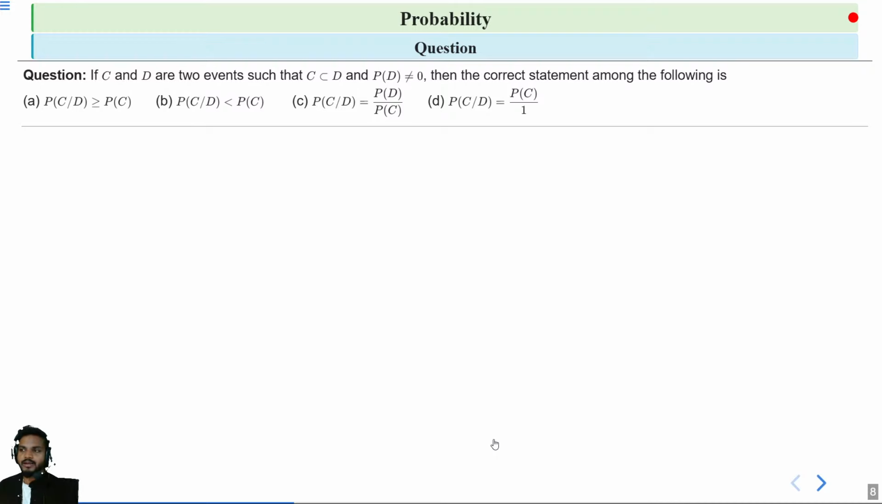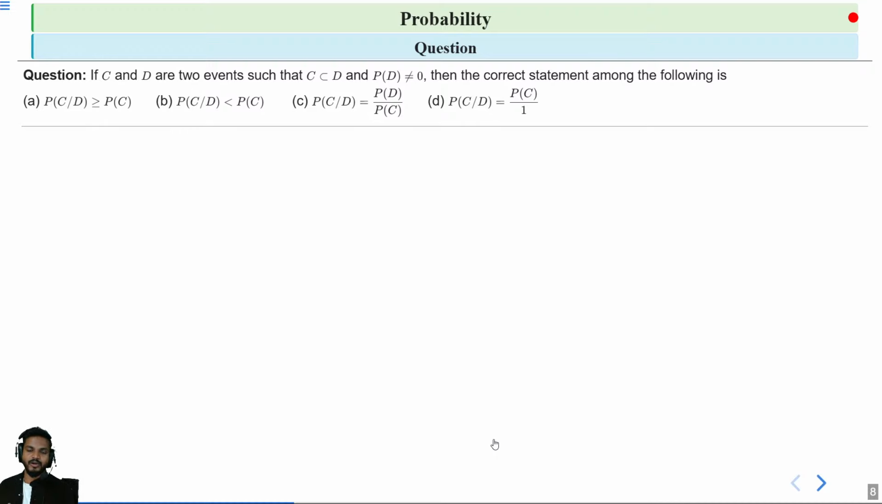So here we are given two events C and D, and C is a subset of D. Okay, so we have two events C and D such that C is a subset of D, and probability of D is not 0. So we need to find out which of the statements given below is true and correct. Which option is correct among the following?